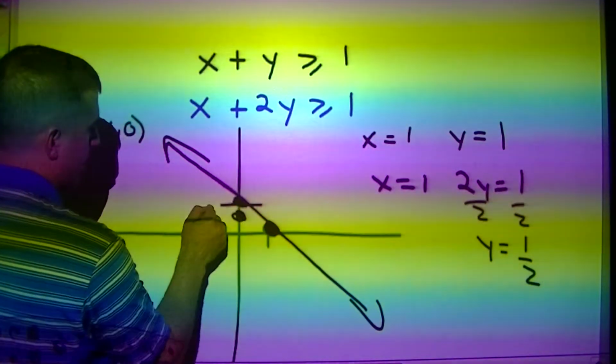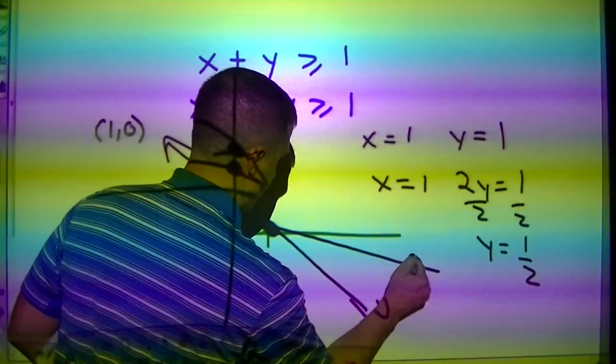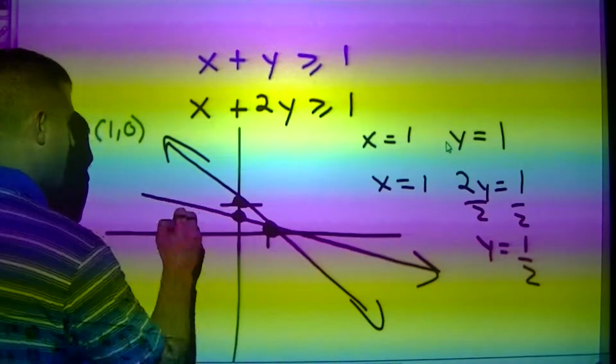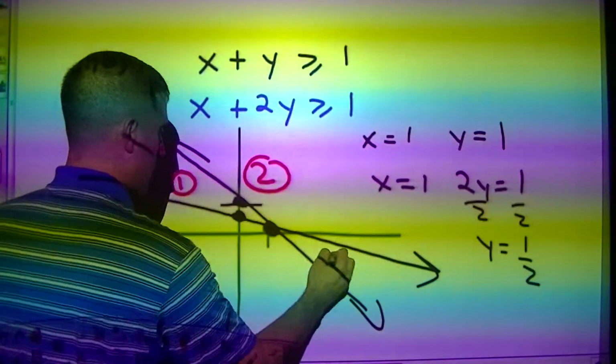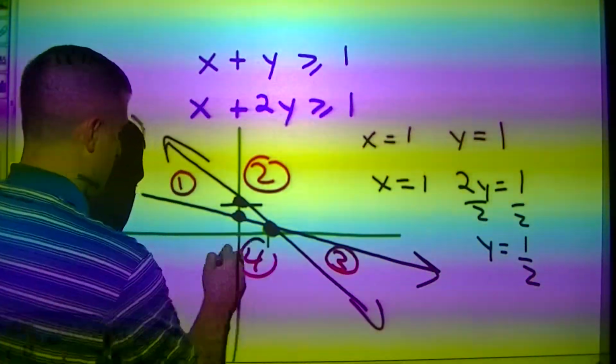Okay? So what I have there is something that looked like this. Now, here's my regions. Region 1, Region 2, Region 3, Region 4.